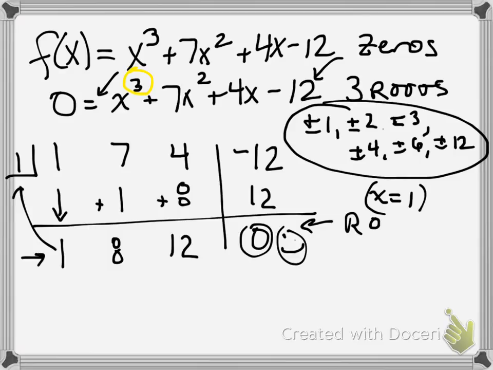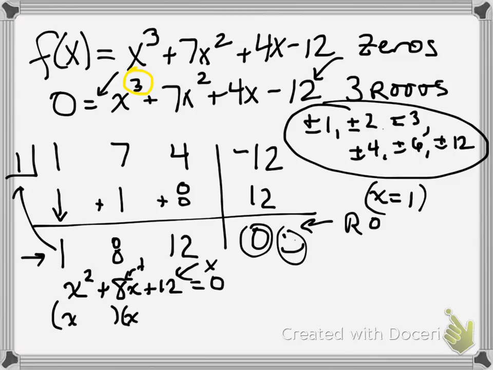Now what I need to do is replace the numbers in this bottom row with a polynomial. So I have 1x squared plus 8x plus 12, and I want to solve that now for 0. Since it's a quadratic, an x squared, we can certainly factor this down. We can think about 2 numbers that multiply to 12 and add to 8. Well, it's not going to be 12 and 1. It's not going to be 4 and 3. How about 6 and 2? Oh yeah, that works.